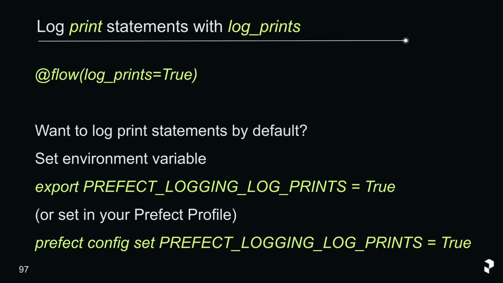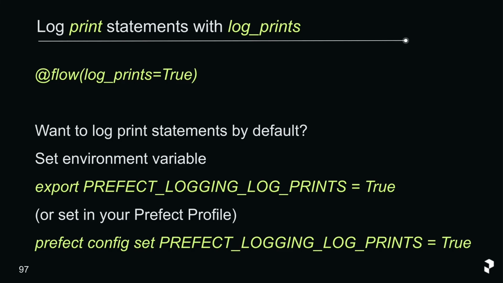Otherwise, you won't see it because Prefect is inherently a polite orchestration platform. So unless you explicitly specify that you want those print statements included in the logs that get sent to cloud, they will not be visible there. They'll only be visible in your standard output.